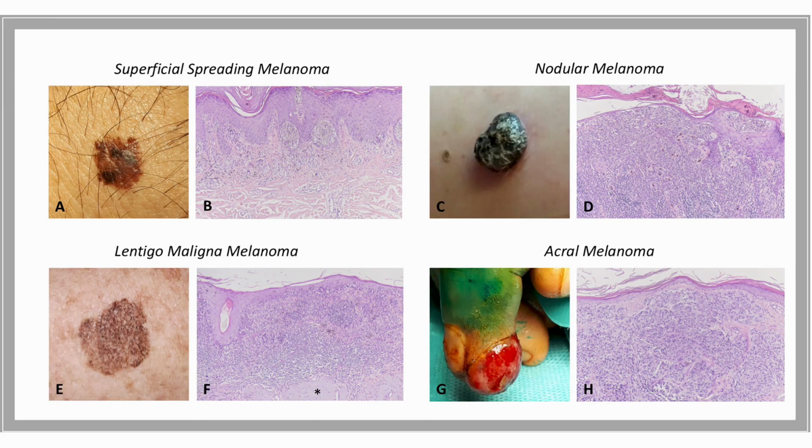Let's quickly summarize. You can see there is a superficial spreading melanoma. Nodular melanoma means the entire thing is going downwards. Lentigo maligna melanoma is usually in the sun-exposed area, showing chronic solar damage. Acral melanoma, so this is the nail. This is the nodular acral melanoma, and you can see the melanocytes having very atypical morphology.